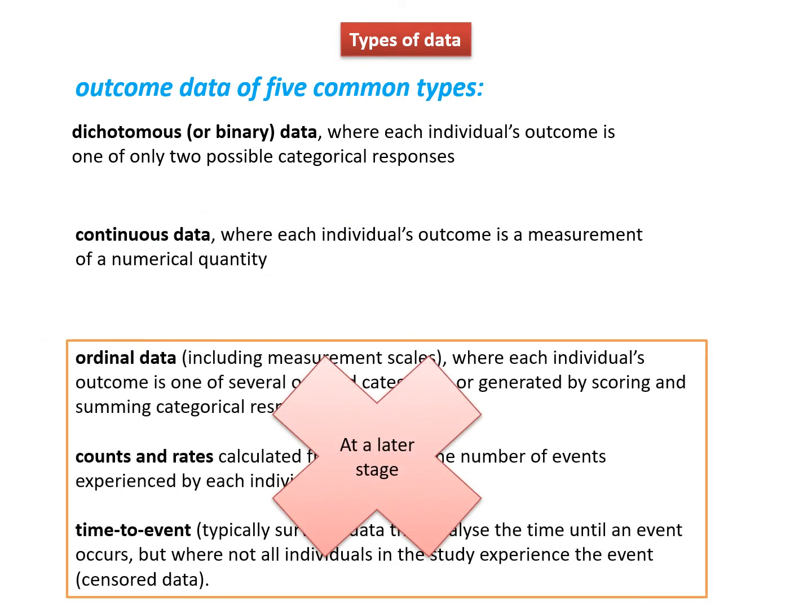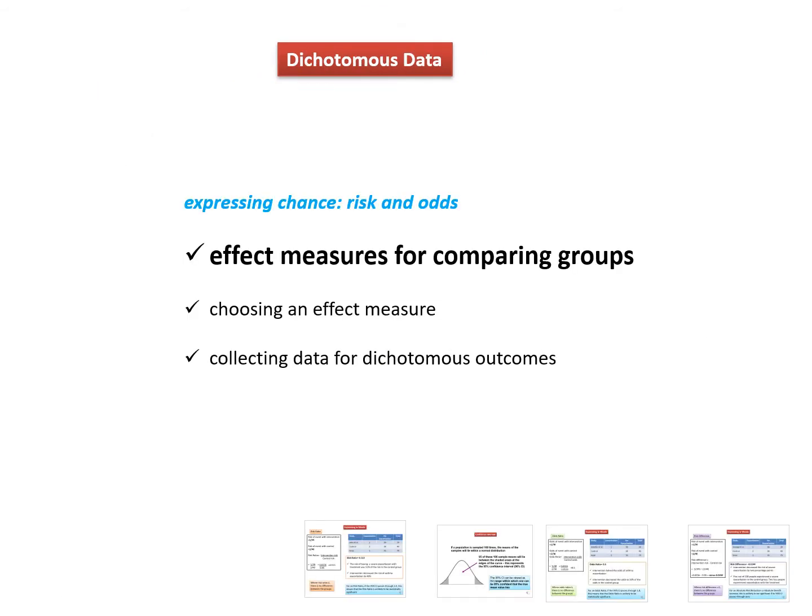Other types of data are ordinal data, counts and rates, and time to event data, but let's focus on the dichotomous and continuous data at this stage, and you will be able to proceed to the former types of data when you're experienced enough in the latter. Dichotomous data expresses chance in terms of risk and odds. We will have the chance to discuss the effect measures for comparing groups with dichotomous data.